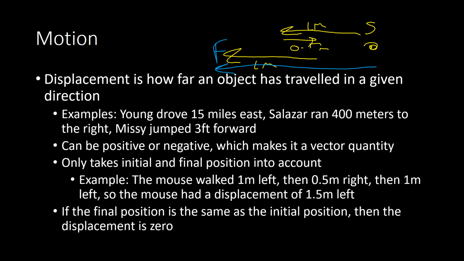So think about running laps around the track. If you start at the same position that you finish in, it doesn't matter how many laps you ran, how many miles you ran, your displacement is 0. You might have a distance of 5 miles, but your displacement is still 0 because you started and ended in exactly the same place.